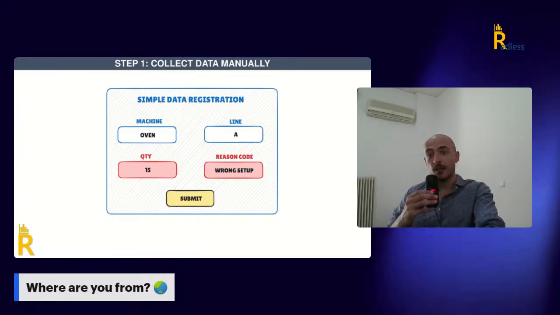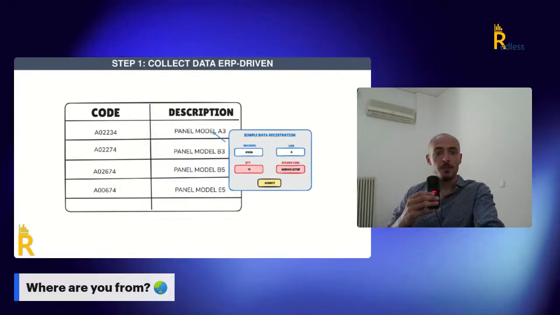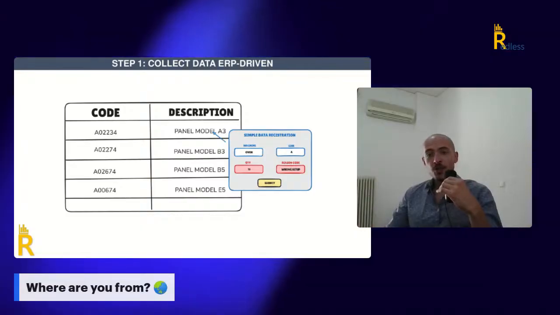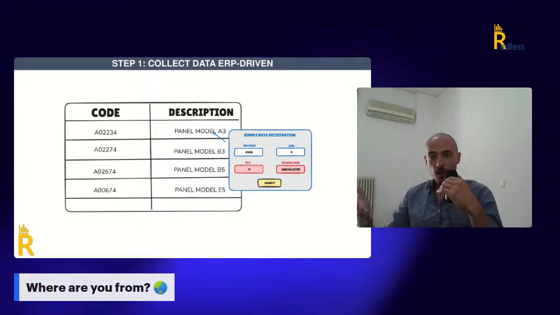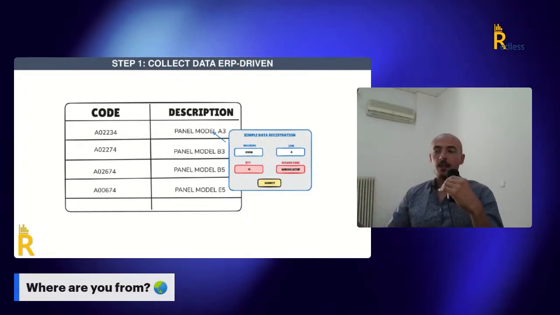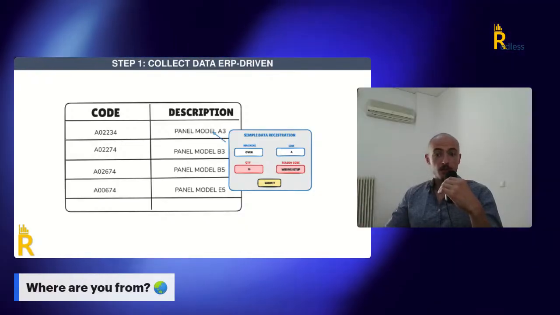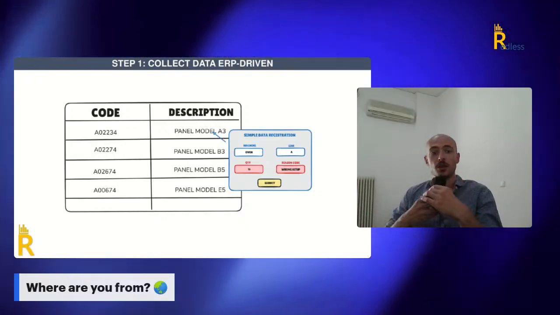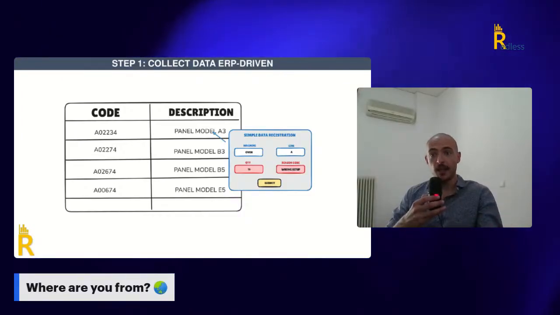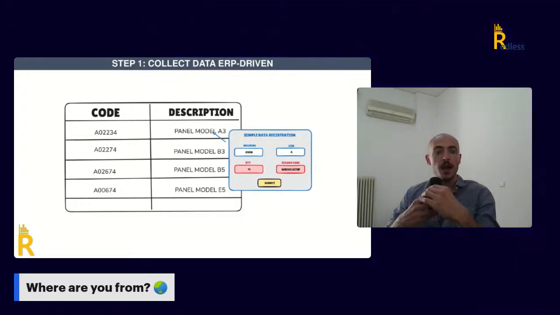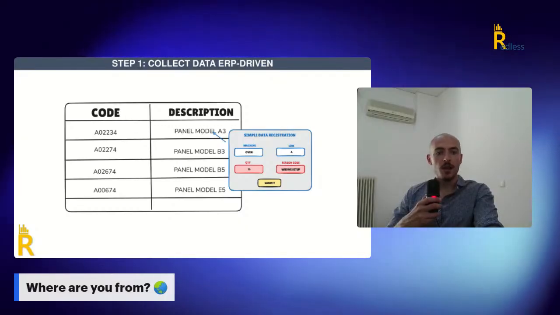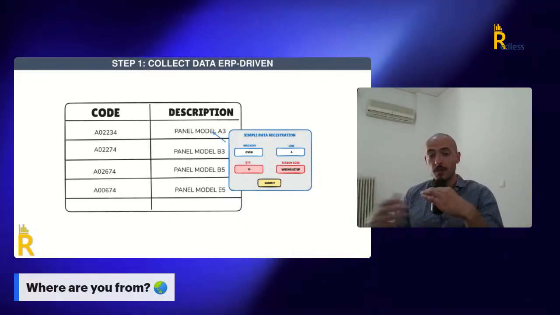We can connect it to the ERP. For example, we have the ERP, we have the program of the production, and the operator clicks on the code and registers the data. He registers the machine, the quantity of the scraps, the reason codes and some comments, and he clicks submit. You can also do it automatically if you have a more advanced system, but you don't really have to start there. You can do it manually, and you can do it semi manually with an ERP system.